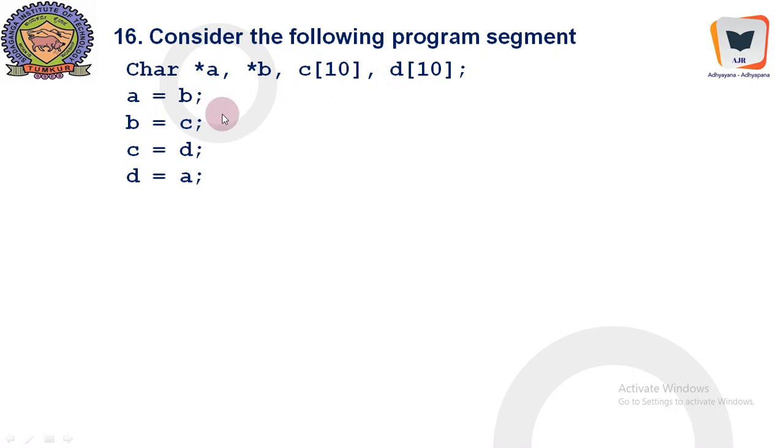A equal to B is really permitted. There is nothing wrong here. Two pointers can be equated. B equal to C, pointer to the name of C, yeah, this will also hold good.